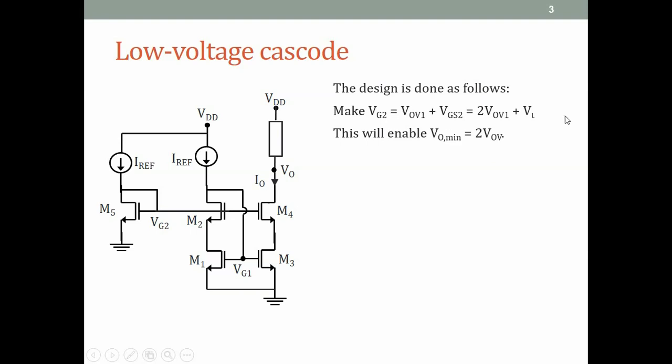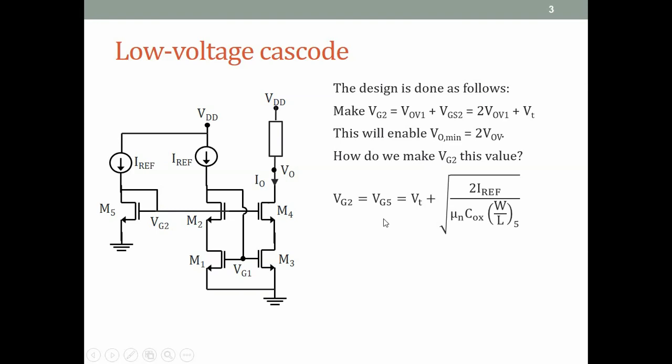So with this requirement, we can write all the equations. So here are the equations. We say, well, okay, we want VG2 to be all this, and VG2 of course is equal to VG5 for M5, and for VG5 we write VG5 equal to VT plus the square root of 2 IREF by mu n Cox W by L 5. So that is just the drain current equation for M5 rewritten for VG5. So that's one equation we have for VG5, and we want VG5 equal to VG2 equal to 2 VOV1 plus VT.